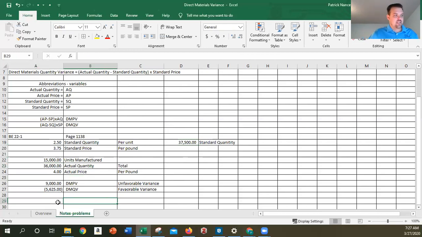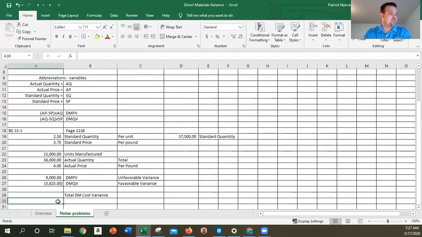C, as for the cost variance, I prefer to call this the total direct materials cost variance, which we could go back and redo, the total standard cost and the total actual cost, and subtract the two. Or since we've done the detail already, we can simply add these two to get a total unfavorable variance of 3,375.